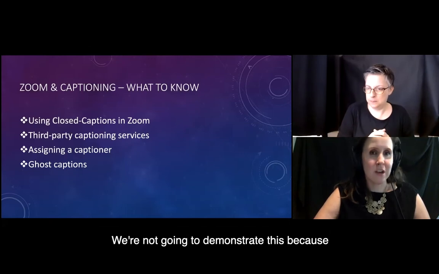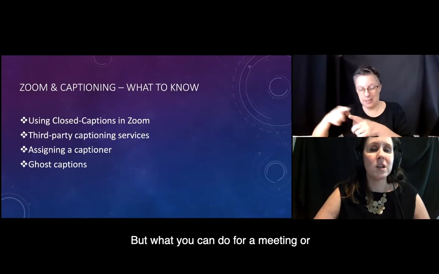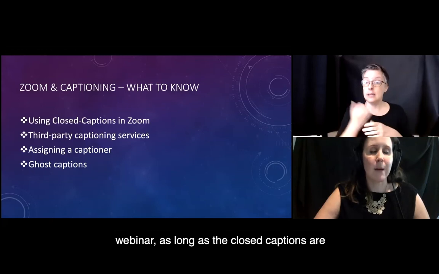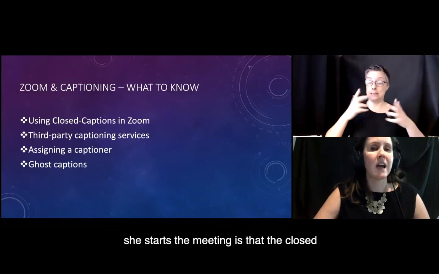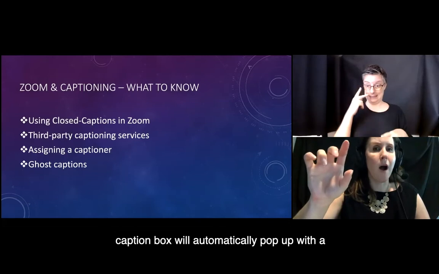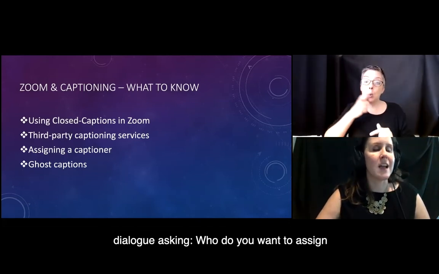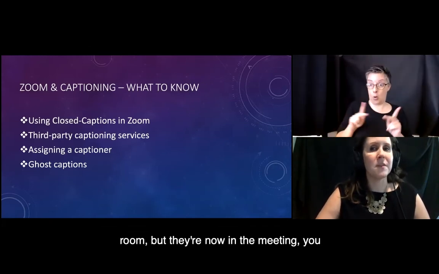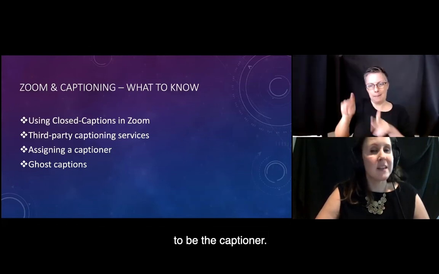We're not going to demonstrate this because we already have the captions set up in this meeting, but what you can do for a meeting or a webinar, as long as the closed caption is enabled, is this: when the host starts the meeting, the closed caption box will automatically pop up with a dialogue asking, who do you want to assign as the captioner? If you have other people out of the waiting room, but they're now in the meeting, you can assign another participant to be the captioner.